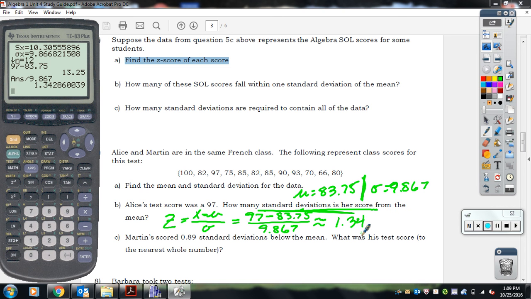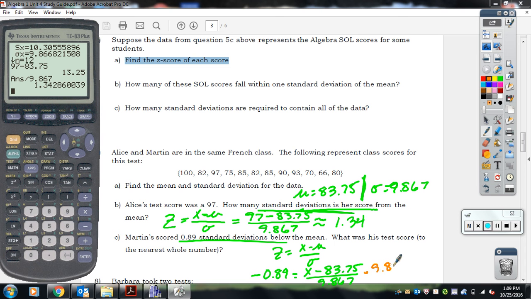Martin scored 0.89 standard deviations below the mean. What was his test score? So again, standard deviations away is the z-score. Z equals x minus mu all over sigma. The difference is this time they gave us the z, which is 0.89 below, so negative 0.89 equals the x, which is what we're looking for, minus the average, 83.75, over the standard deviation, which is 9.867. This is an equation you should be used to solving. We solved several like this before.